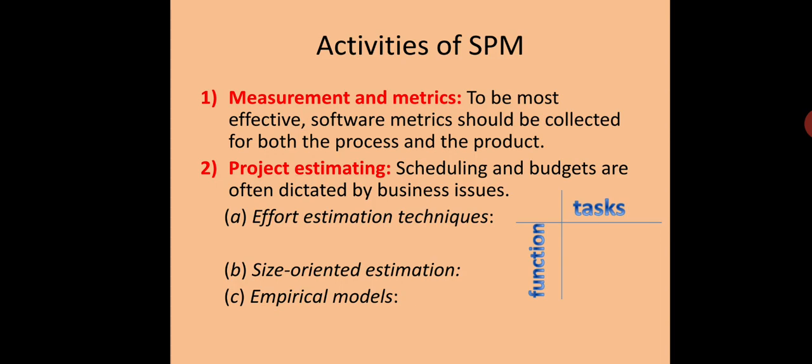Software metrics should be collected for a process and a product to make it more effective. Now there are two terms which come into picture, process and product. What is a process? All the activities which are undertaken during a given project to get the final output are called processes. So the sub activities which make up a given project are called processes.